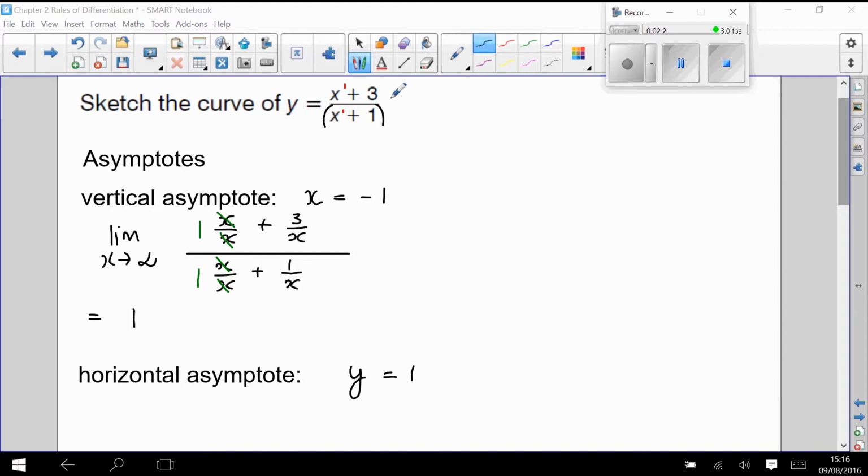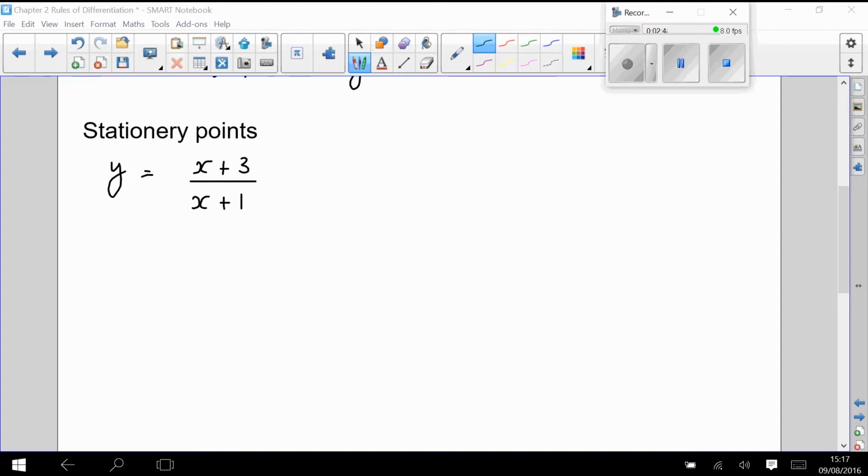The next thing that I need to look at are my stationary points. Now, if I want to find the stationary points, I must find the derivative of the function y in the variable x and make that equal to 0. Now, the function is a quotient, and so I'm going to have to use the quotient rule in order to find the derivative. If I name the numerator of my function the function f and the denominator g, I can now easily find the derivative.